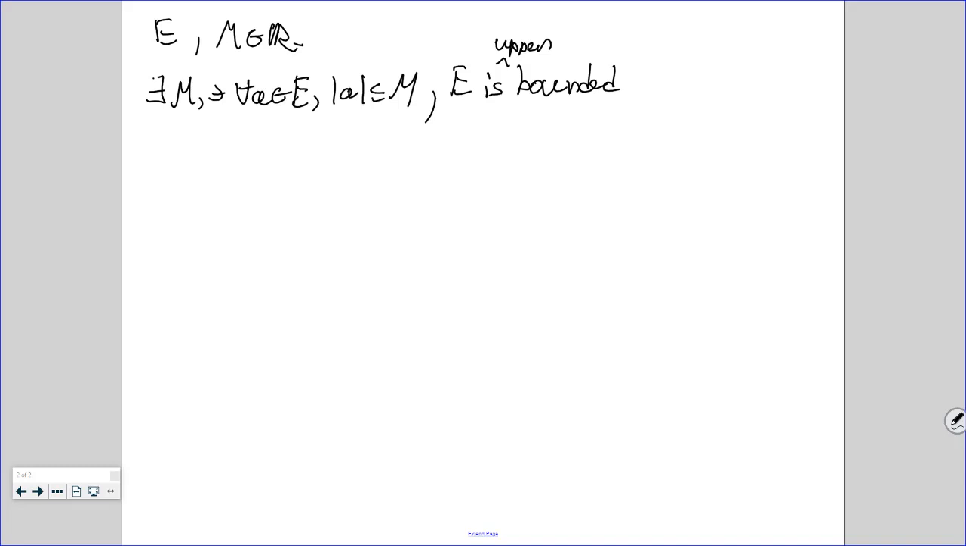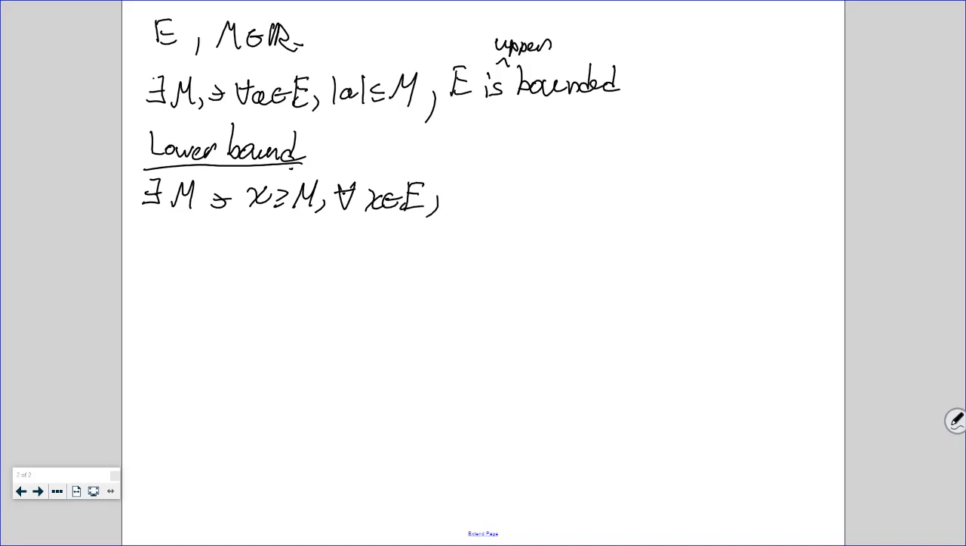Similarly, we can define what we mean by a lower bound: if there exists some m such that x is greater than or equal to m for all x in E, then m is a lower bound. A set which has an upper bound and a lower bound is called bounded. Let's give one more definition.